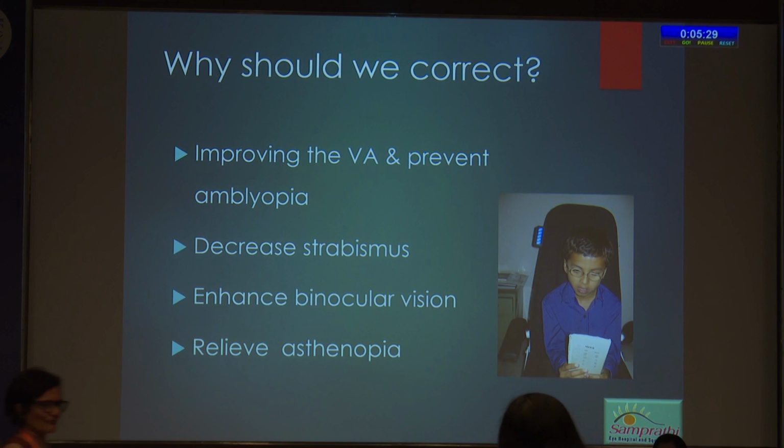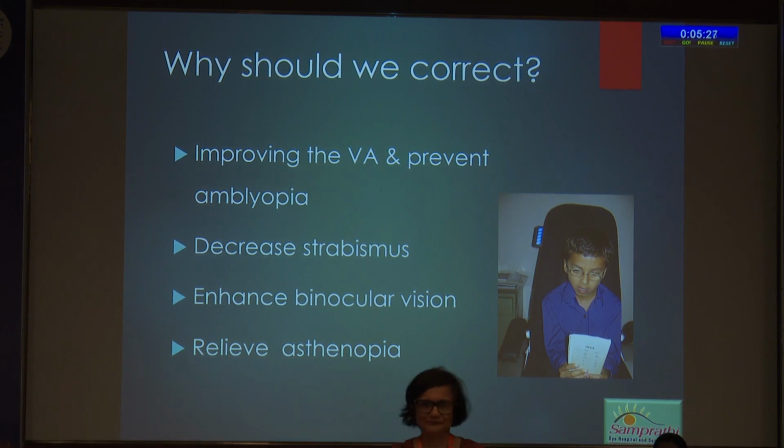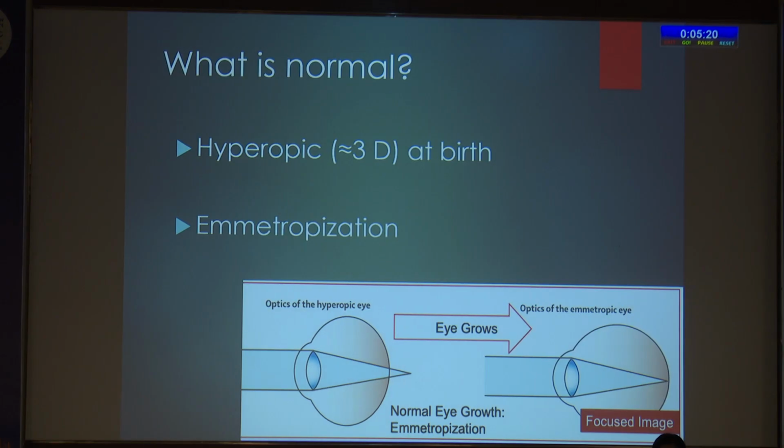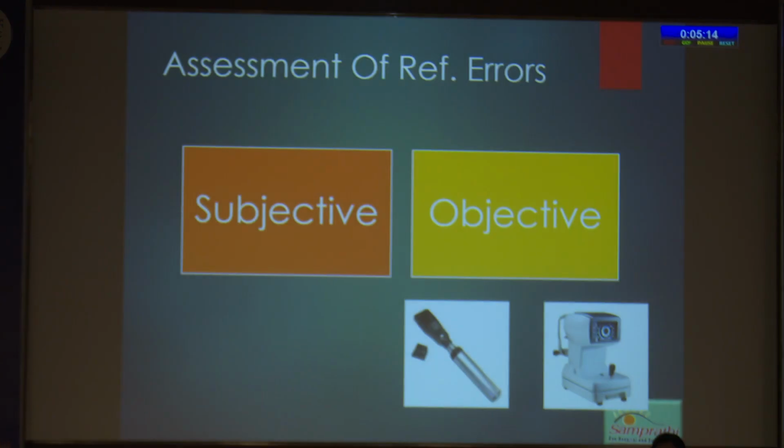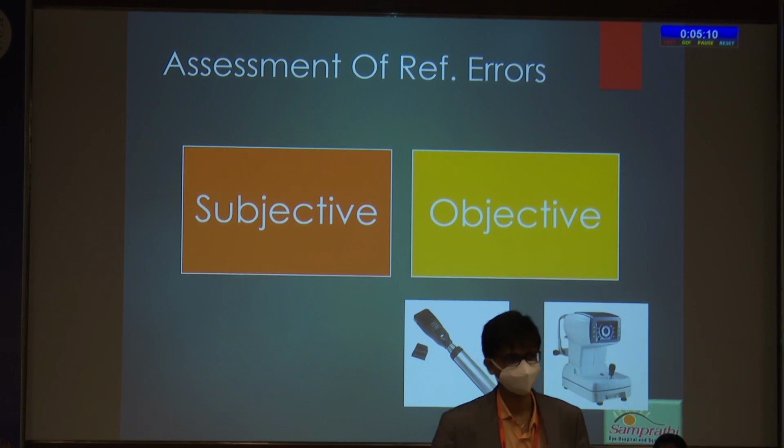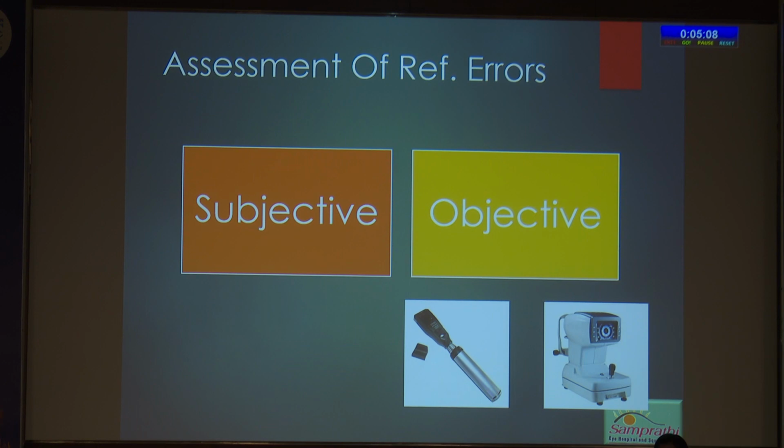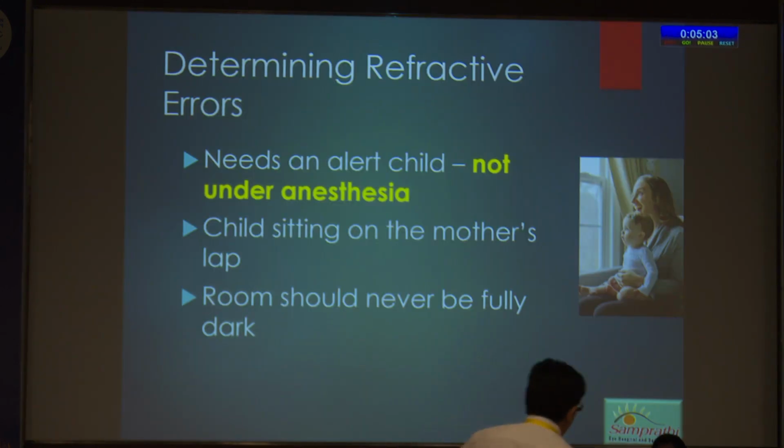So why at all do we need to correct the refractive error? First and foremost is to improve the visual acuity, decrease the strabismus, enhance the binocular vision, and relieve the astigmatism. We all know children are born with a hypermetropic error, and as they grow older, emmetropization happens. Assessment of refractive error is mainly subjective and objective, but in children we rely more on the objective methods because subjective methods may not be reliable.